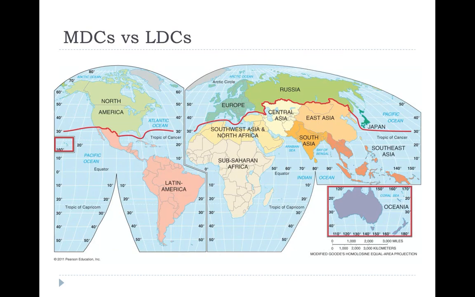Pretty much if you draw a line across the equator, across the world, countries to the north, with the exception of Australia and New Zealand, would be considered your more developed countries, and countries to the south would be considered your less developed countries. Okay, so North America, Europe, Russia, Oceania, and Japan are all of your more developed, versus Latin America, Sub-Saharan Africa, Southwest Asia, North Africa, and Central, East, South, and Southeast Asia, which would all be less developed or newly industrializing.